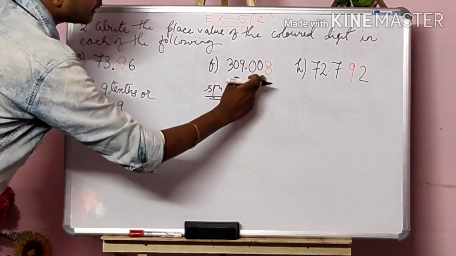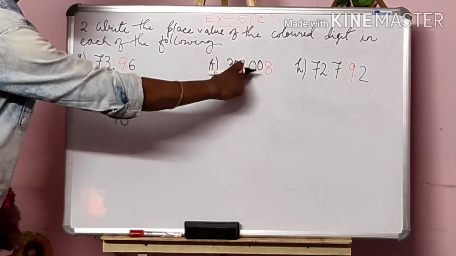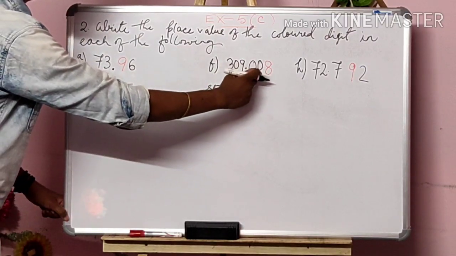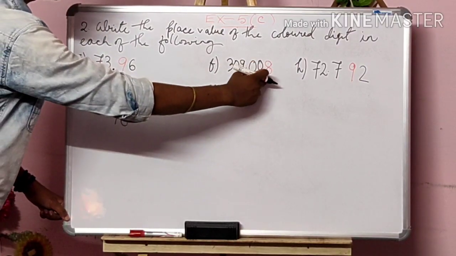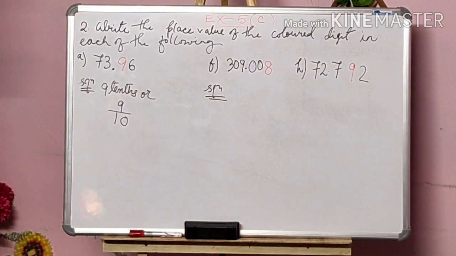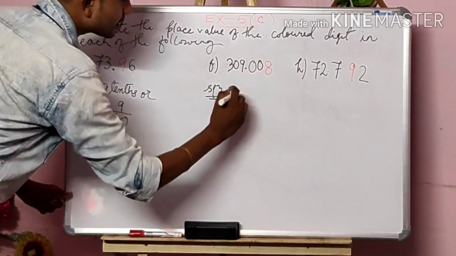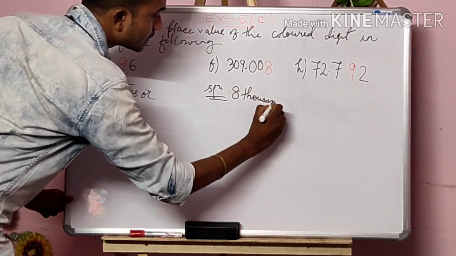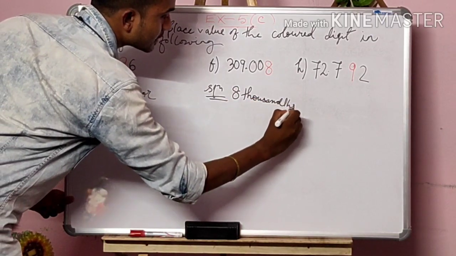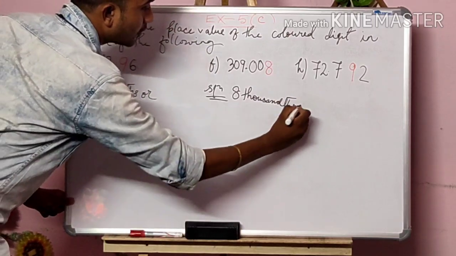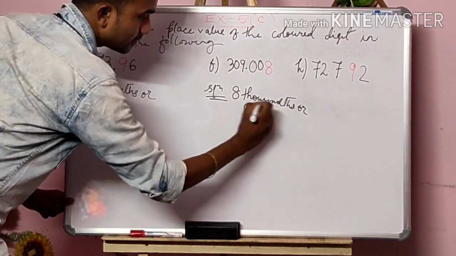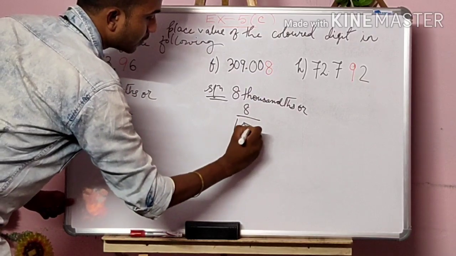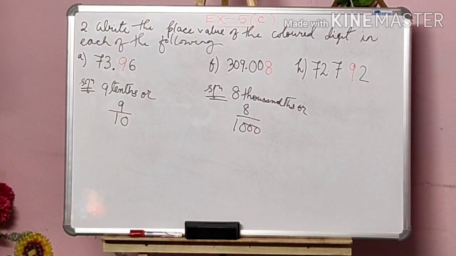Next you see this one here. Again, it is in which place? The first one is known as tenths, the second one is known as hundredths, the third one is known as thousandths. So it can be written as 8 thousandths, or since it was thousandths, 8 upon 1000. Got it?